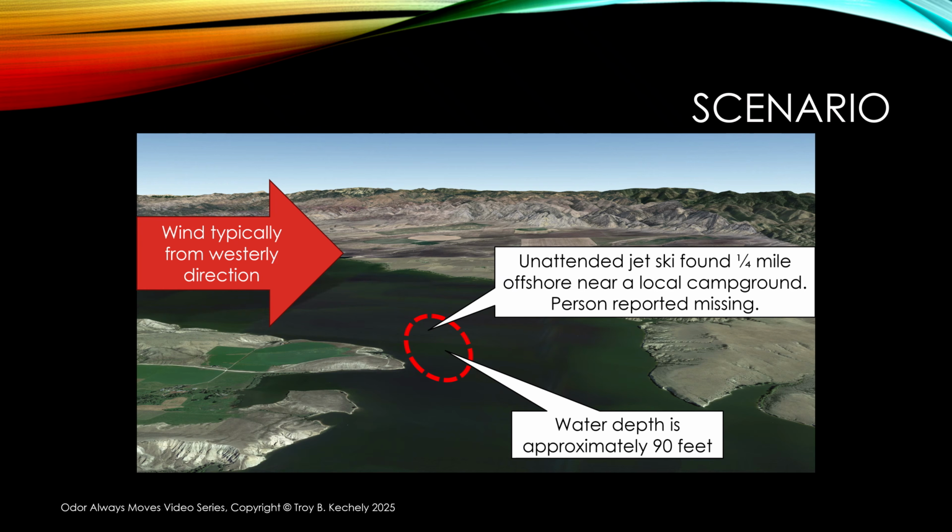And here's your scenario: an unattended jet ski was found about a quarter mile offshore from a local campground. The person had been seen motoring out on the jet ski without a life vest on, and now they're missing. Okay, so the wind in this area is typically from the west.